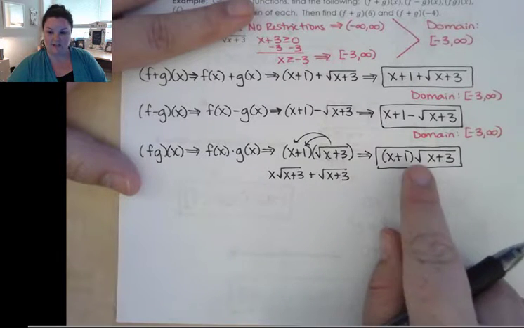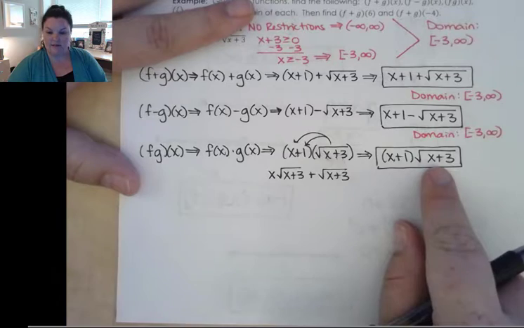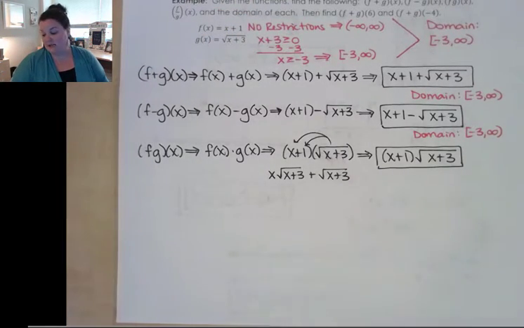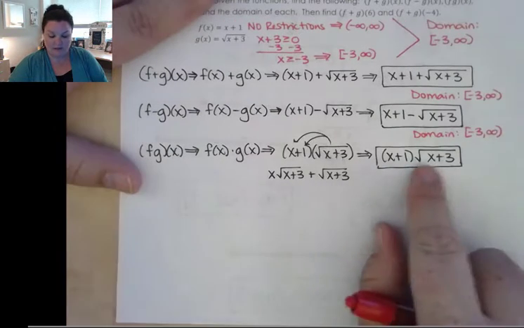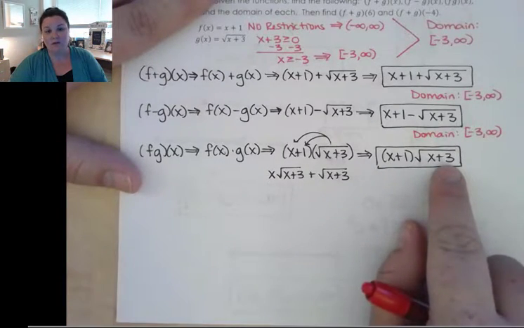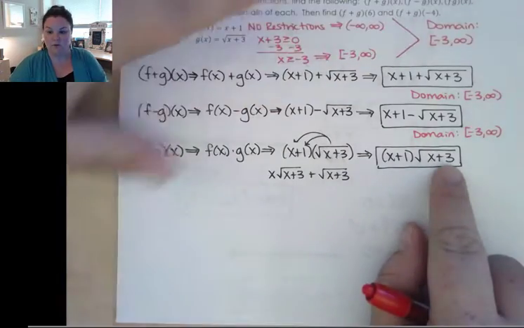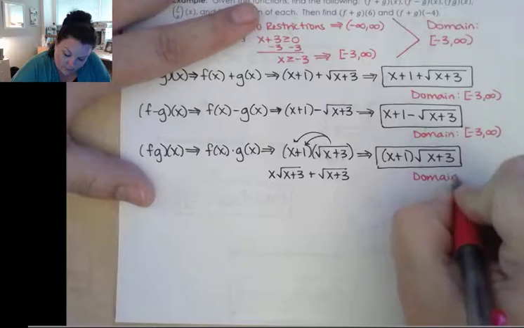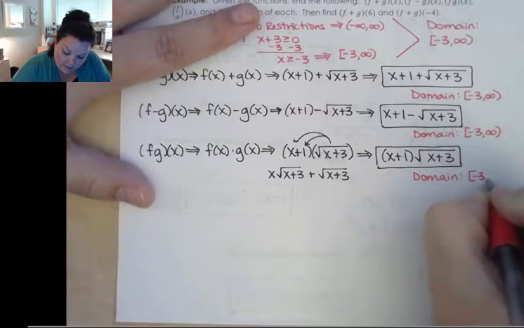So I'm going to go ahead and just leave it as the quantity times the radical. Okay, and then I'm going to ask myself, did I acquire any new domain restrictions? Notice I don't have any new denominators, and the only radical I have is the one I've already accounted for. So again, my domain stays the same. So it's going to be -3 to infinity.